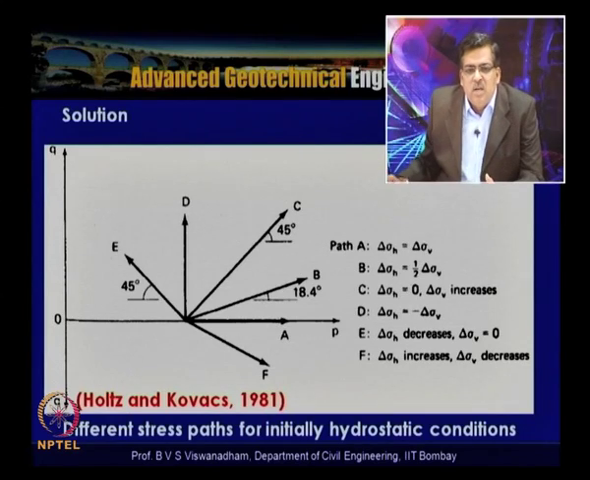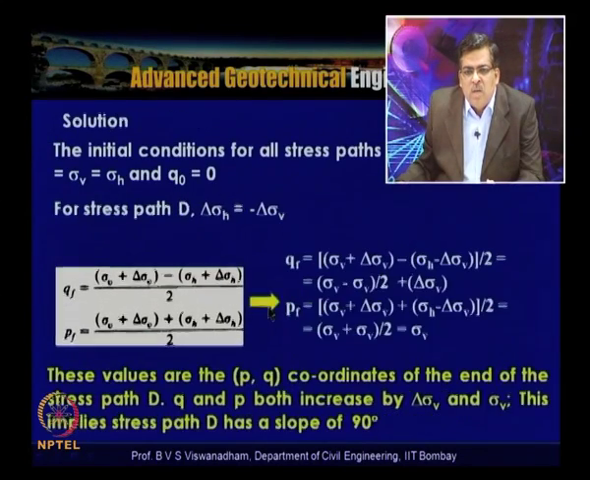So you can see that that is actually happening here, whereas in this case where delta sigma h is 0, there is no change in the cell pressure or the horizontal pressure, but when delta sigma v is increasing, this is towards the compression and this is towards the tension. So you can look into this.